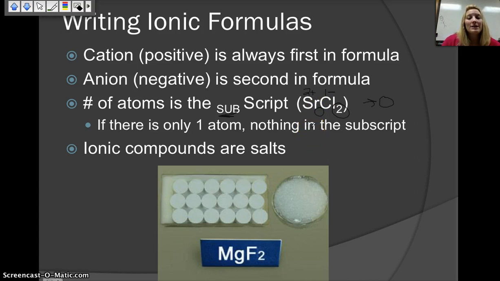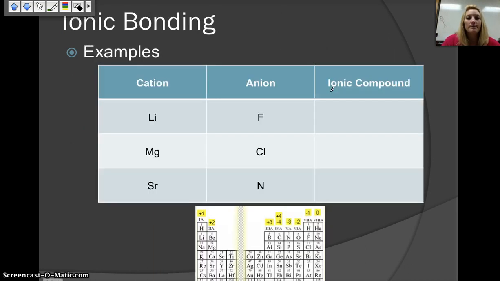All ionic compounds are salts. We talked about this a little bit earlier when we did some flame tests, but whenever you have these charges attracting and bonding, all of those are known as salts. So let's give it a go.